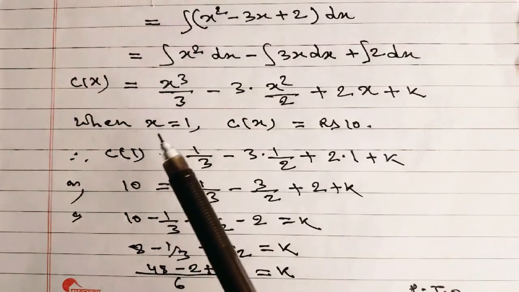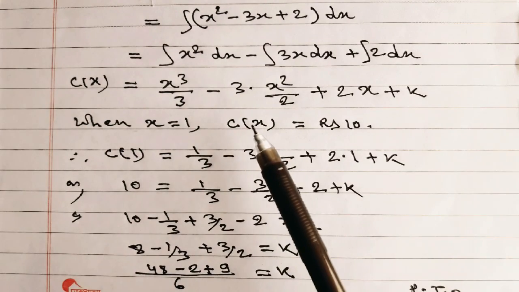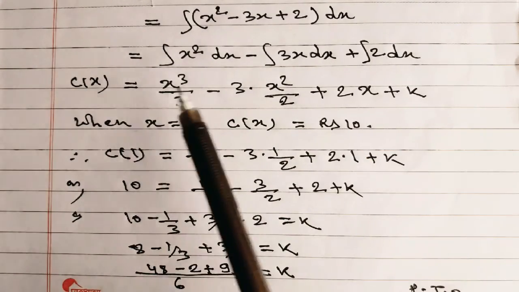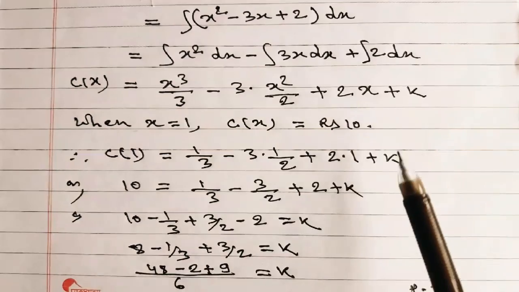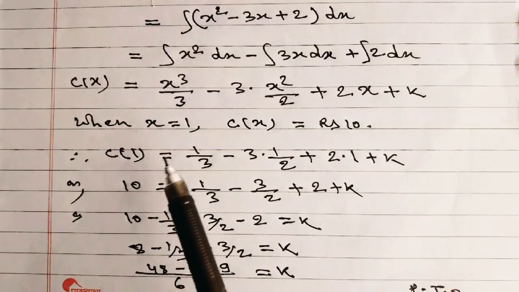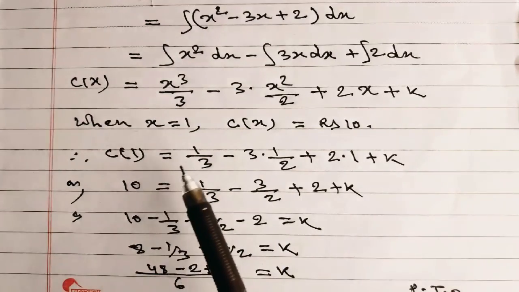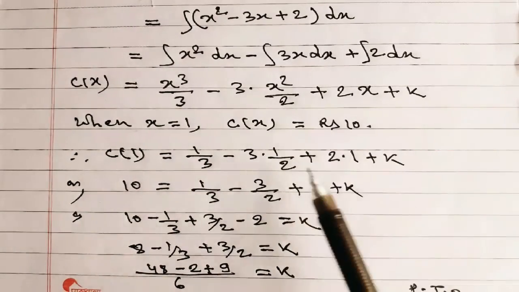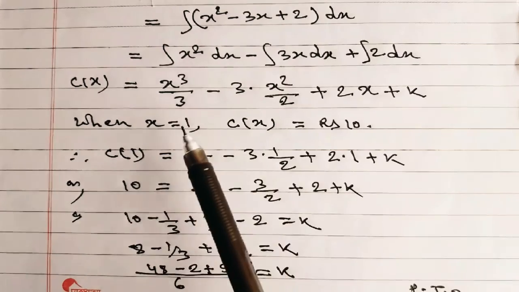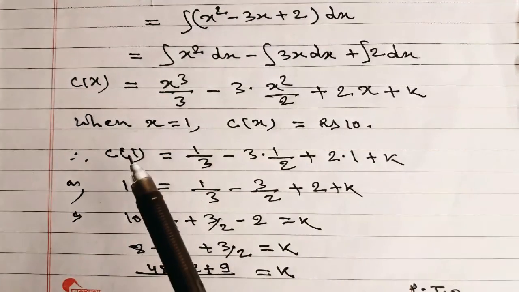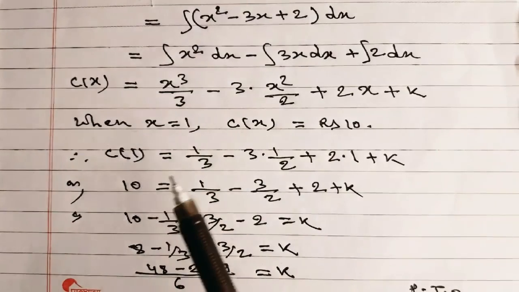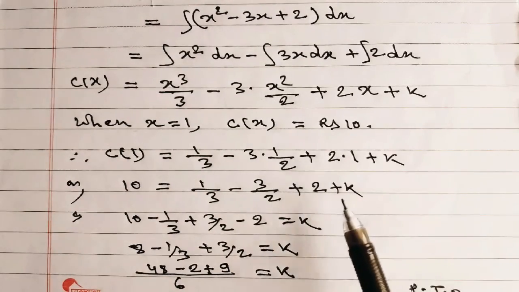That means when x is equal to 1, quantity is 1, the cost of production of 1 unit is R10. So we'll put the value of x as 1 in the cost function to get the value of the constant term. So putting 1 on both sides, cost of 1 unit is equal to 1 by 3, 3 by 2, 2 into 1 plus k. So the production cost of 1 unit is given 10. So putting the value of the cost of production of 1 unit, that means rupees 10, 10 equals 1 by 3 minus 3 by 2 plus 2 plus k.